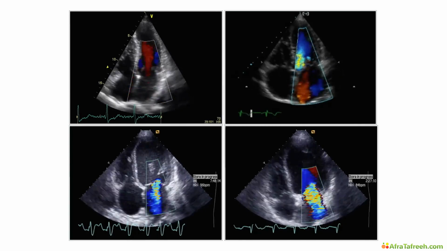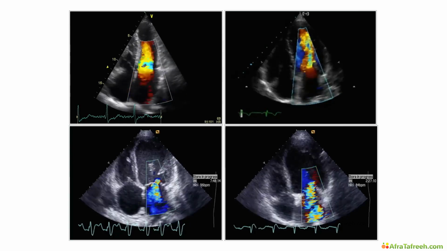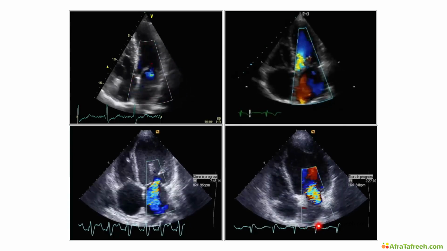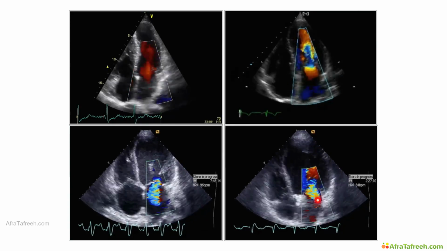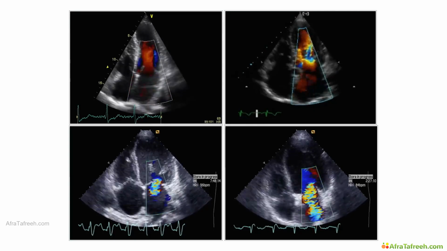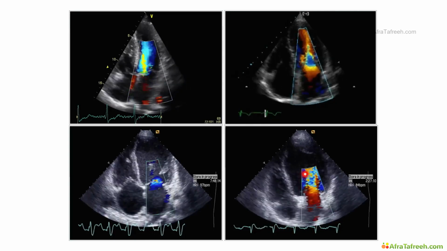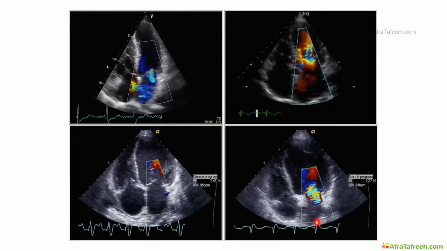And finally here on the lower right, this is the extreme. Here we have a jet which actually almost completely fills the left atrium with a lot of flow convergence zone, a lot of color, again, mainly blue, meaning that it's going away from the transducer. And if you time that with the ECG, you would also see that it occurs during systole. That's exactly when mitral regurgitation occurs.